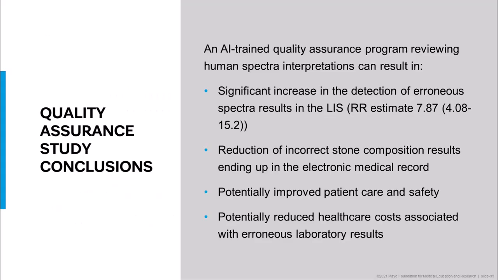So now I'd really like to highlight some of the conclusions from the study. First, an AI-trained quality assurance program that reviews human SPECTRA interpretations can result in a significant increase in the detection of incorrect results in the LIS. Secondly, by finding these errors in a timely fashion, we were able to reduce the number of incorrect stone composition results that end up in the patient medical record.